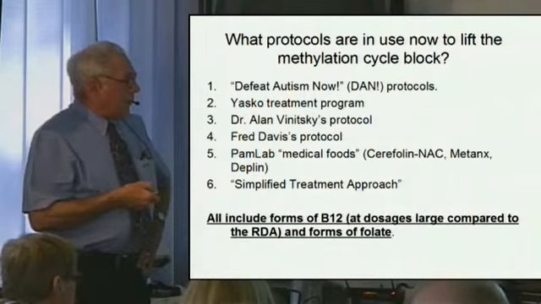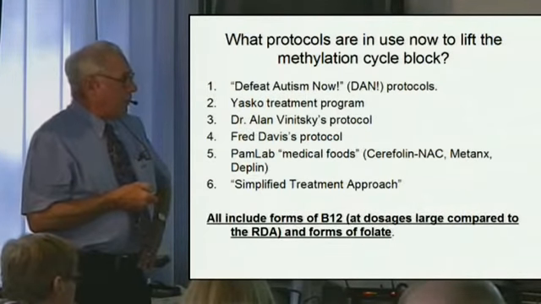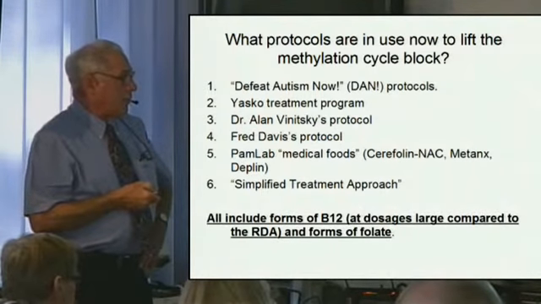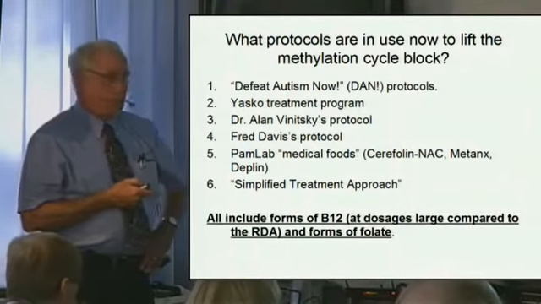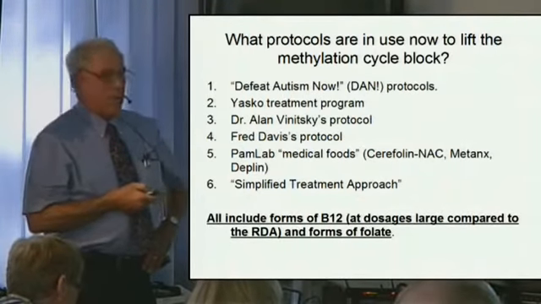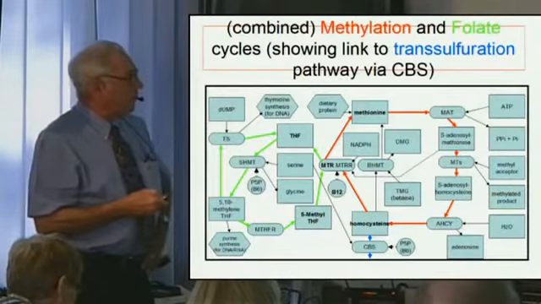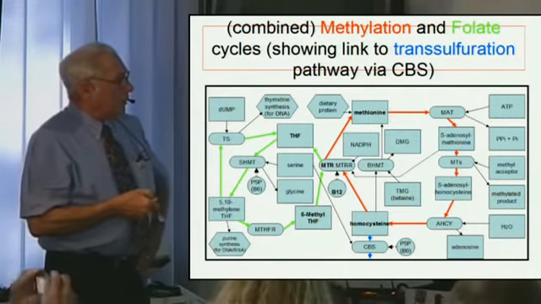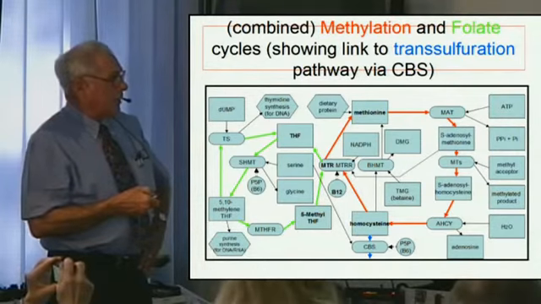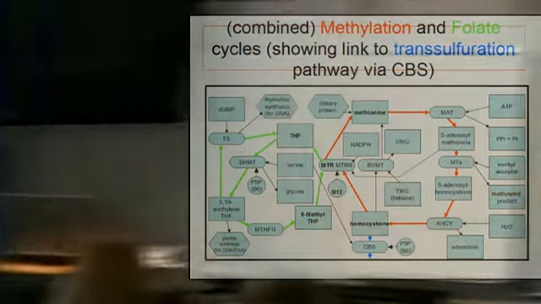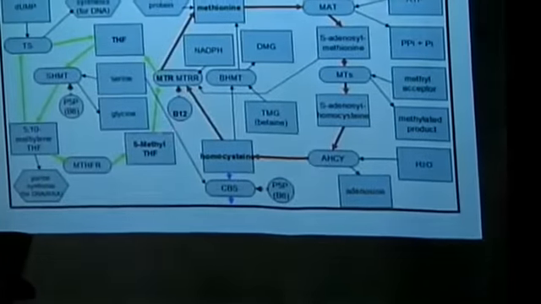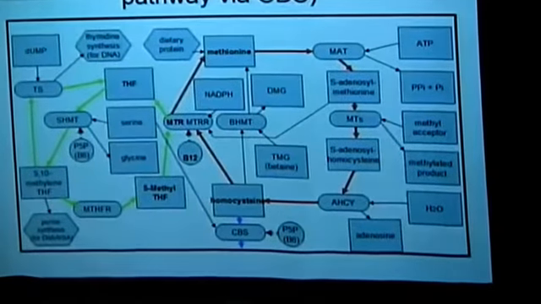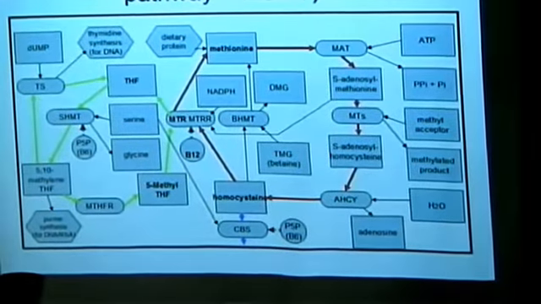Okay, so they all have forms of B12, and they have forms of folate, and the B12 is very large dosages compared to the RDA, and the folate doesn't have to be that high, relatively. So anyway, this is just going back to that diagram we saw before. Here's methionine synthase. There's the B12, there's the methylfolate. And the reason you have to give both together is it needs both of those to get going again.